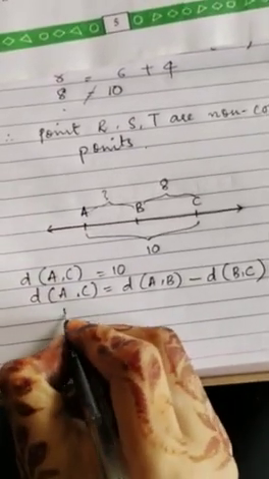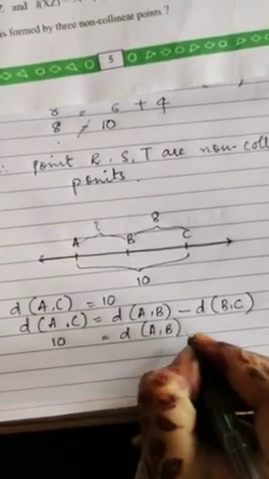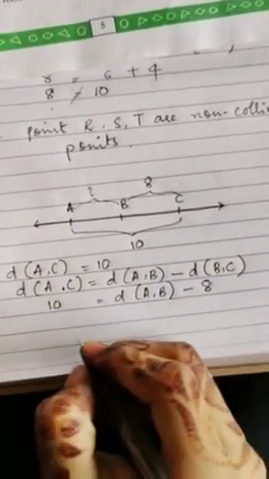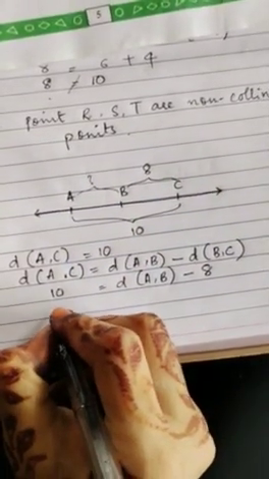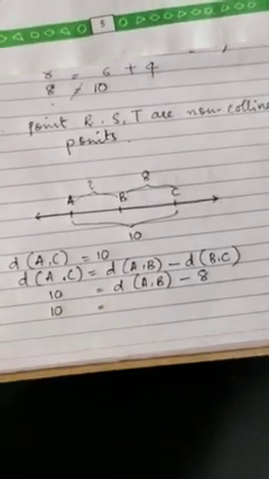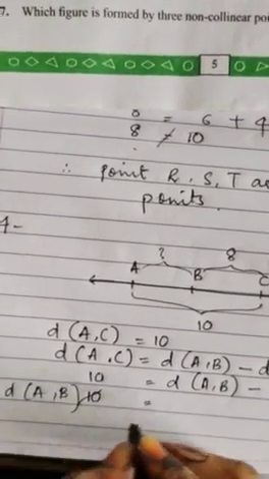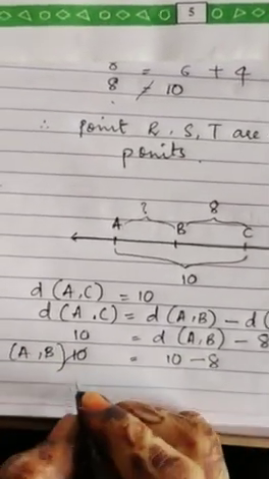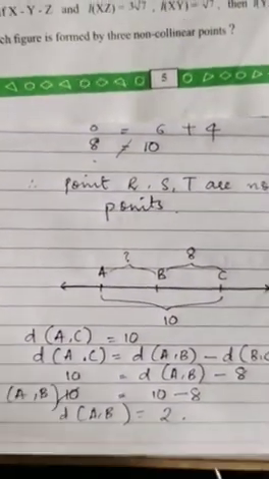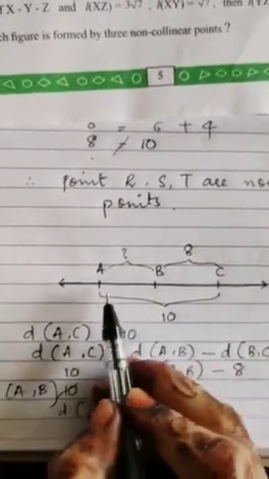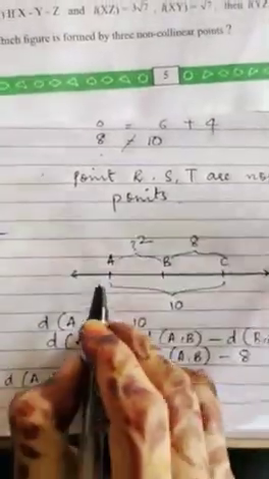So distance AC, which is 10, is equal to AB, that we have to find, minus BC, 8. Okay, BC is 8. So now, here we can write distance AB is equal to 10 minus 8. So distance AB will be 2. Can you see that? If this is 8, if this is 10, when we subtract 8 from 10, we will get 2. So distance AB will be 2.